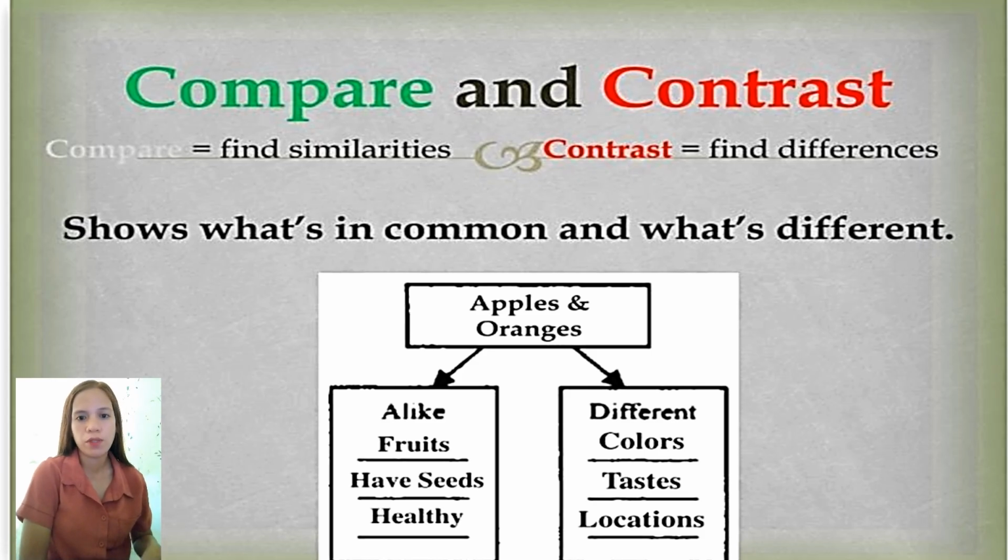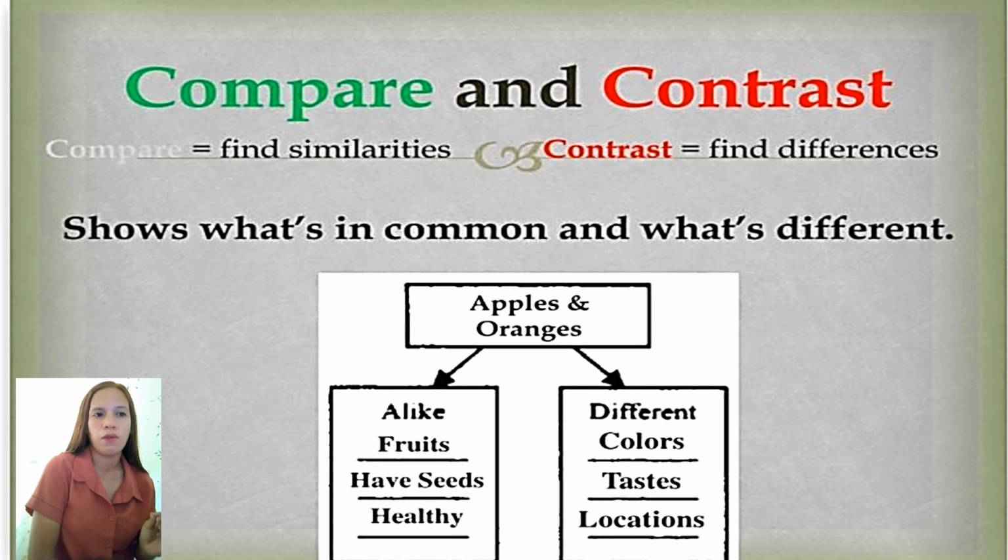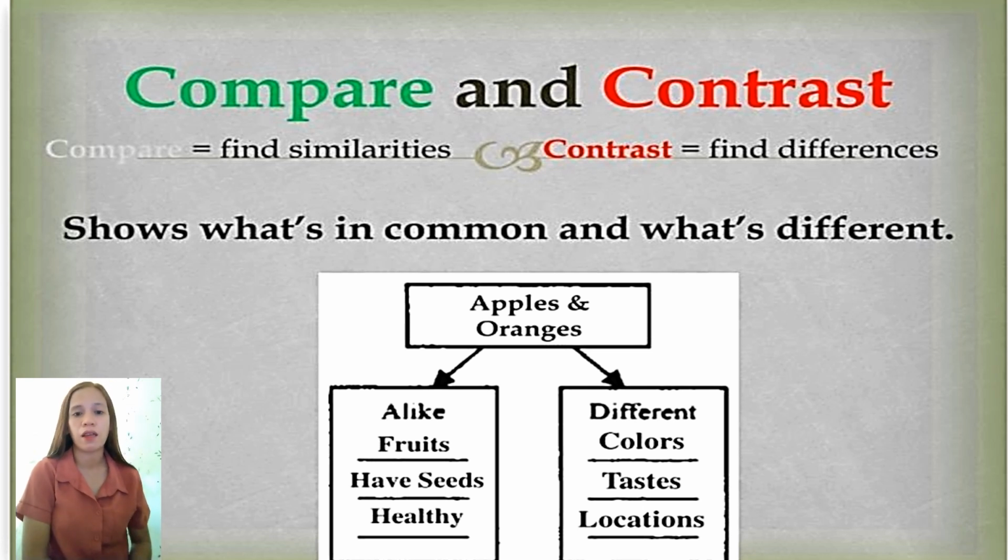When we say compare, we are looking for the similarities. When we say contrast, we are looking for the differences. It shows what is in common and what is different. So between an apple and an orange, for example, for what's alike, they are both fruits. They have seeds and they are both healthy. For the differences, there are the color, the taste, and the locations.